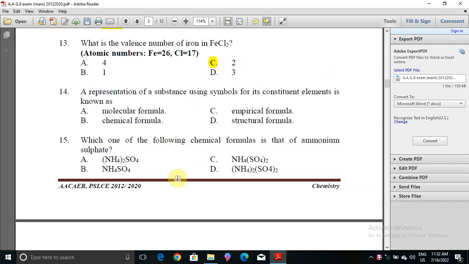Now question number 14. A representation of a substance using symbols for its constituent elements is known as what? Molecular formula, chemical formula, empirical formula, or structural formula? Here it says a representation of a substance using symbols. It will be the chemical formula.